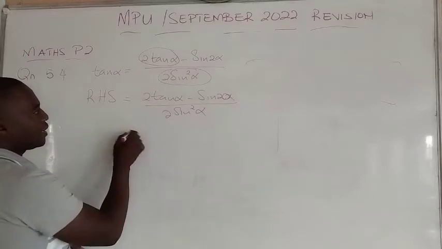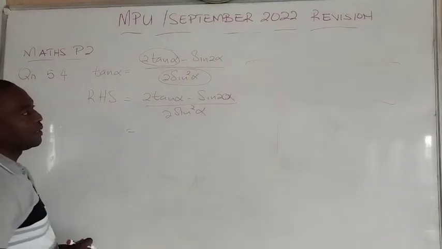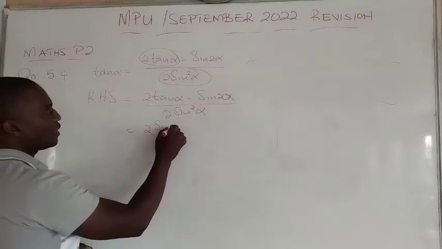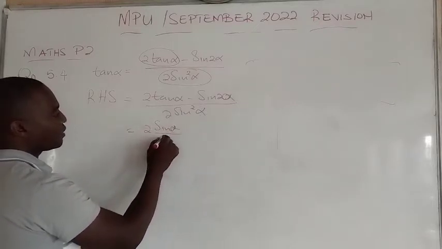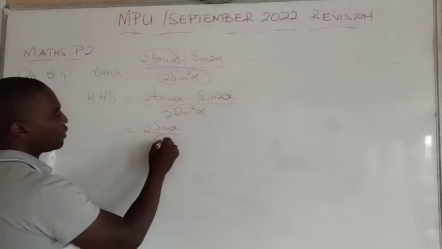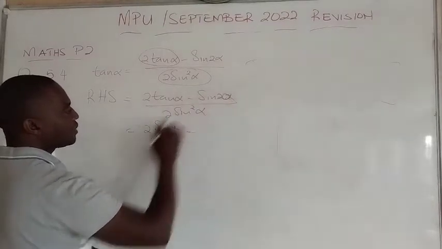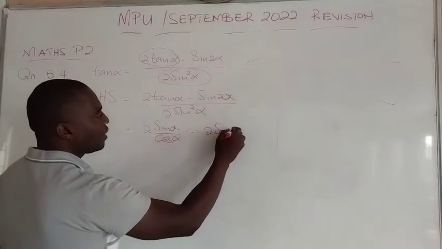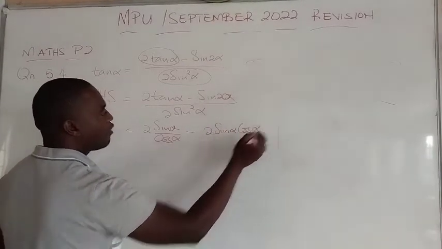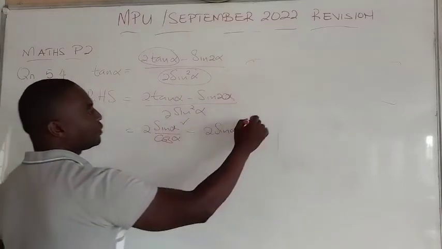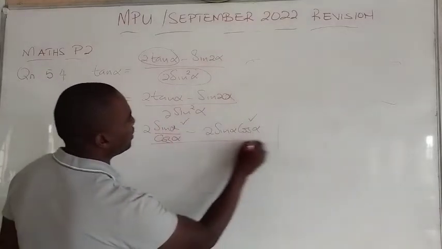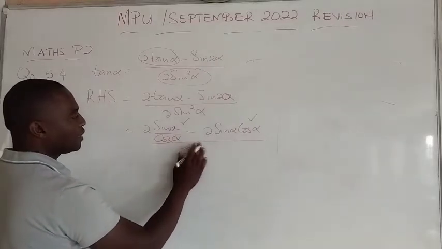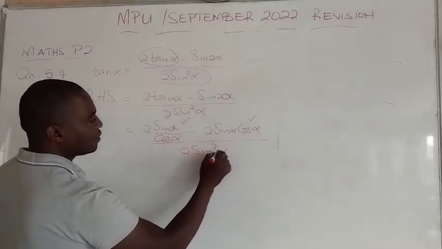The obvious thing there is to change this tan, that is 2 sine alpha over cos alpha, minus sine 2 alpha, that is 2 sine alpha cos alpha. And definitely you get 2 marks just by doing that. And then leave the denominator as it is.